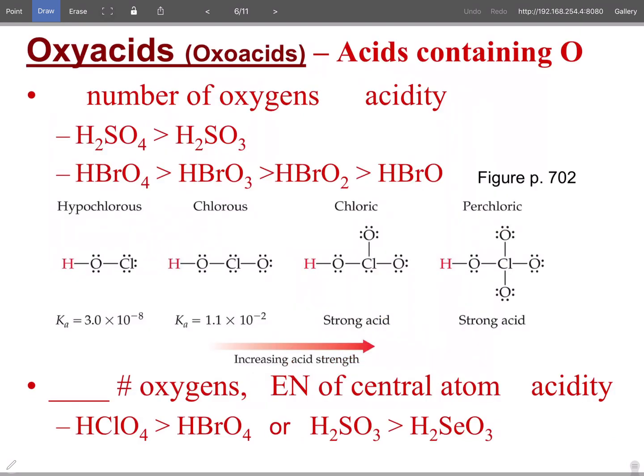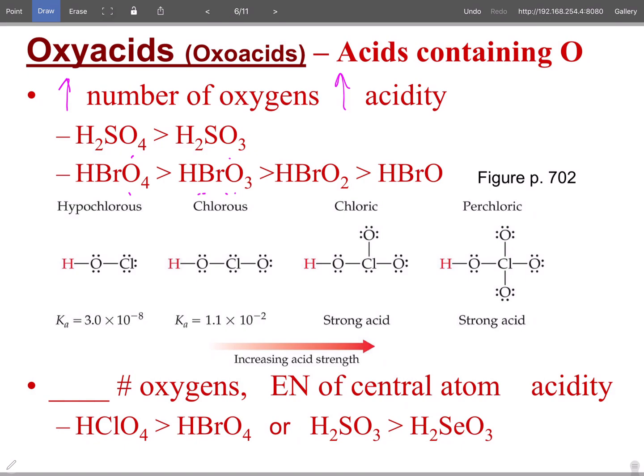Okay, now the other rule is oxyacids. As you increase the number of oxygens, you increase the acidity. So H2SO4 is a strong acid, but H2SO3 is not. Perbromic is strong. Chloric is strong. Chlorous and perchlorous are weaker.